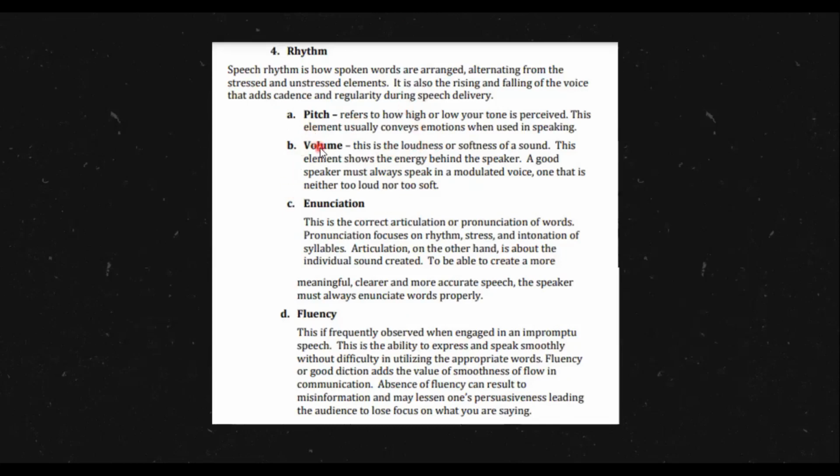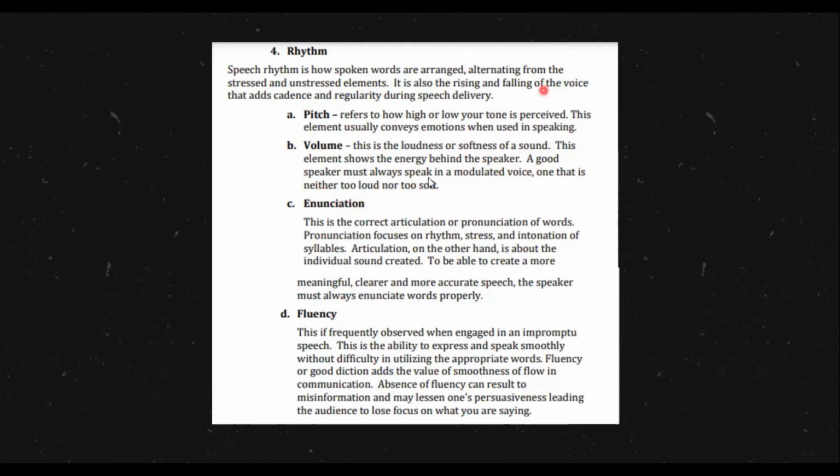Okay, let's have the first one, the pitch. Pitch refers to how high or low your tone is perceived. Okay, this element usually conveys emotions when used in speaking. Volume, this is the loudness or softness of a sound. This element shows the energy behind the speaker. Okay? Meron naman kasing naturally speakers that have a naturally soft voice, right? So a good speaker must always speak in a modulated voice, one that is neither too loud nor too soft.